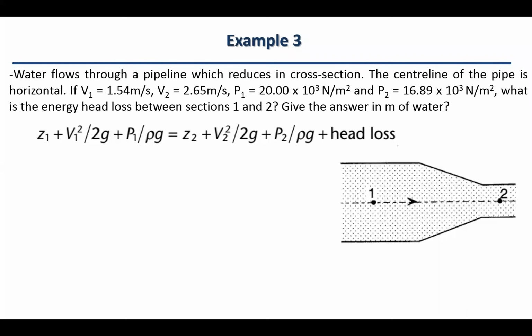Okay, so we have another type of example here. Let's see how it goes. More or less straightforward. The water flows through a pipeline which reduces the cross section, is a contraction. The center of the pipe is horizontal.